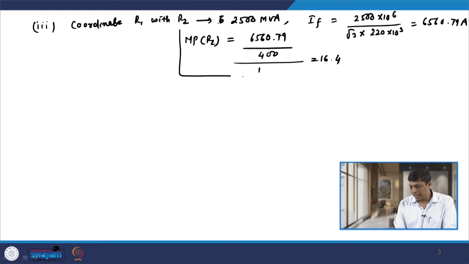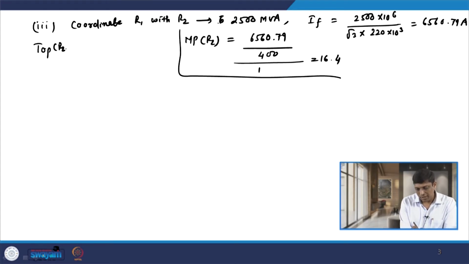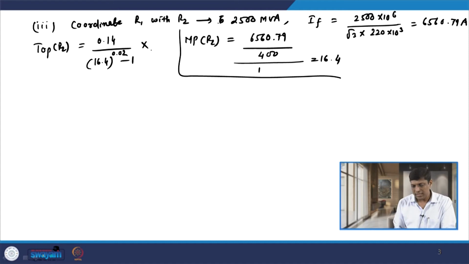So, if I utilize this value, you can calculate the time of operation of relay R2, that is at 2500 fault level MVA, that is 0.14 divided by MP, that is 16.4 raised to 0.02 minus 1, into TDS. TDS of R2 we have already calculated, that is 0.25. So, if I solve this, then we have the value 0.61 second.